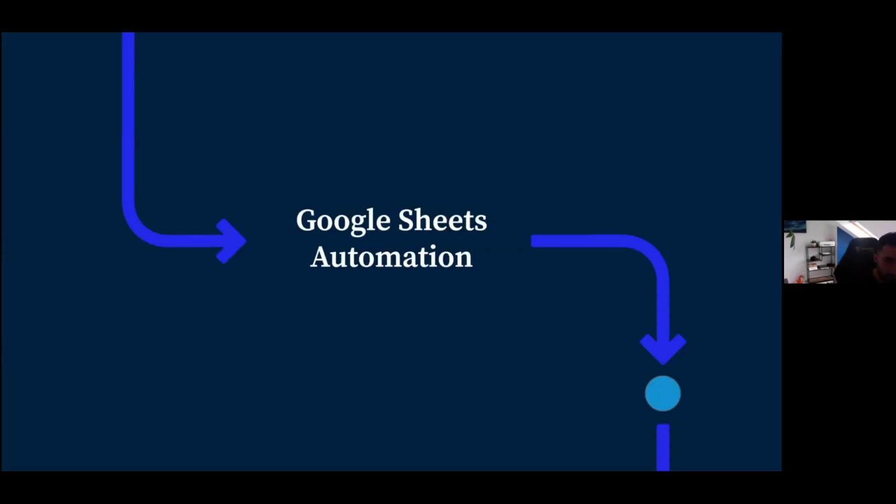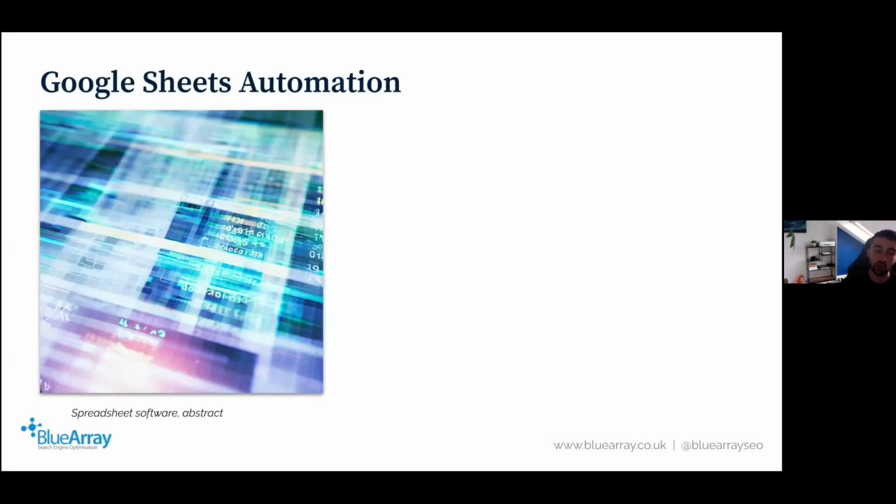Cool. So that's automation 101, the basic information. We're going to skip onwards to automation within Google Sheets. So there's a wide range of potential automations at our fingertips within Google Sheets or Excel too, if that's your kind of game.